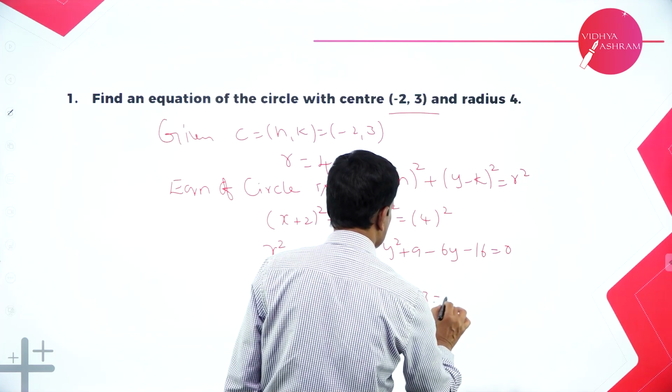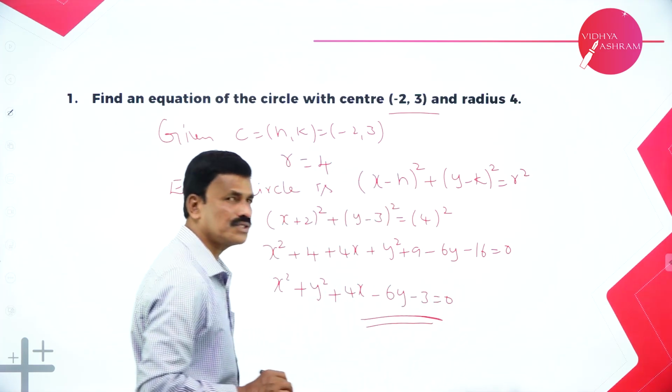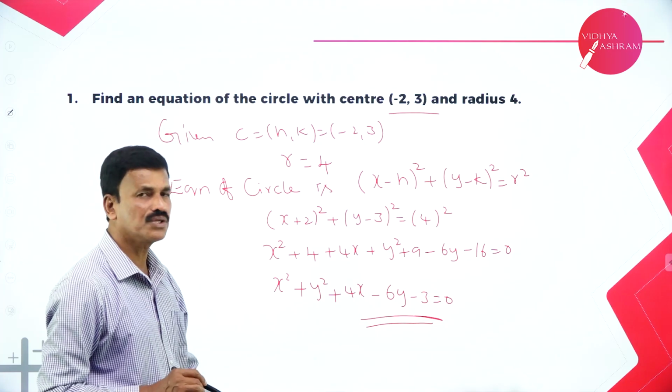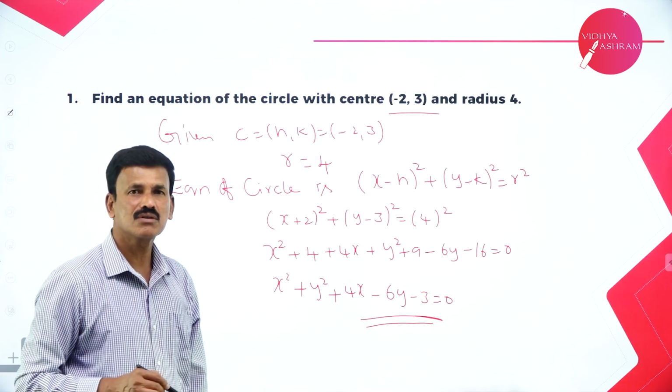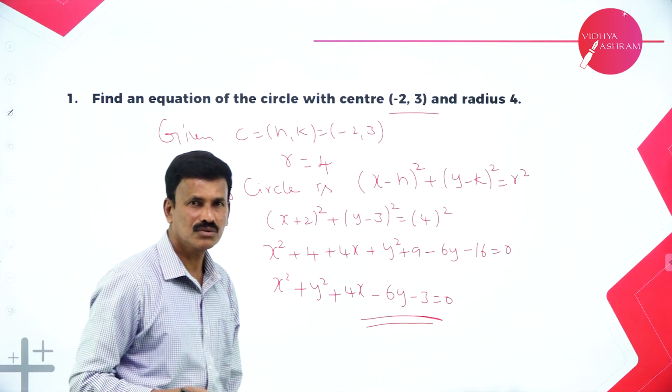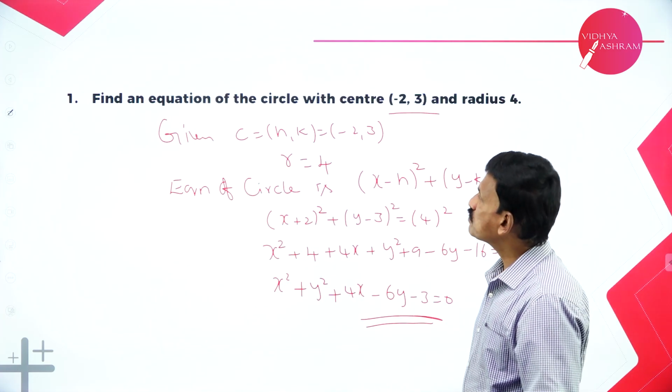is minus 3 is equal to 0, the required equation of the circle. x square plus y square plus 4x minus 6y minus 3 is equal to 0 is the required equation. Right. Hope you followed. Okay. Now move on to the next problem.